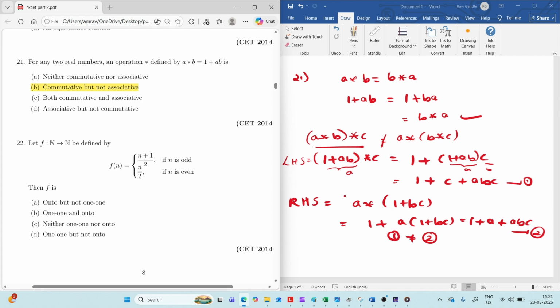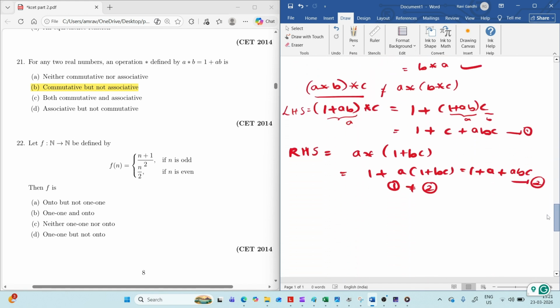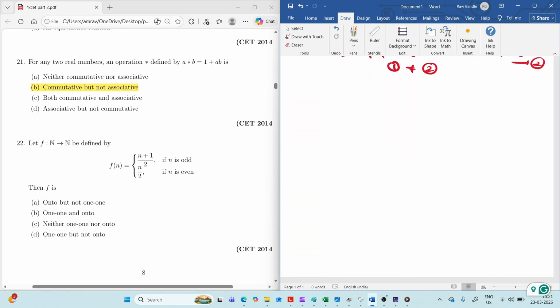So now moving on to the next question, which is from your NCERT textbook exercise question, which has been directly asked here for CET. So the question given is a function f from N to N defined by f of n is equal to, there are two conditions, n plus 1 by 2 if n is odd and n by 2 if n is even. N plus 1 by 2 for odd, and n by 2 if n is even, isn't it?